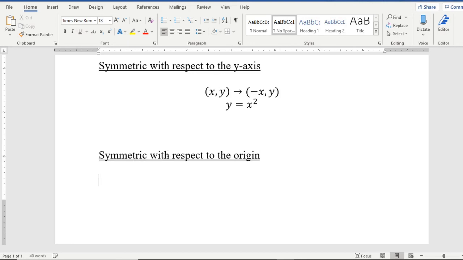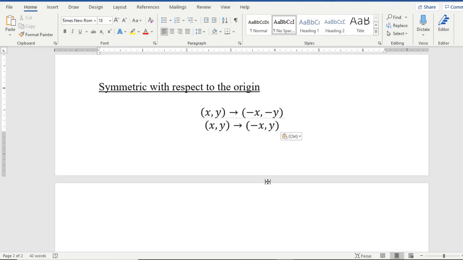Okay. The best example for this is we have x comma y goes to negative x comma negative y. That's the main formula we look at. And the best example for this is just a line like y equals x. This way, when I plug in a negative x, I get the negative y of that answer. Okay.